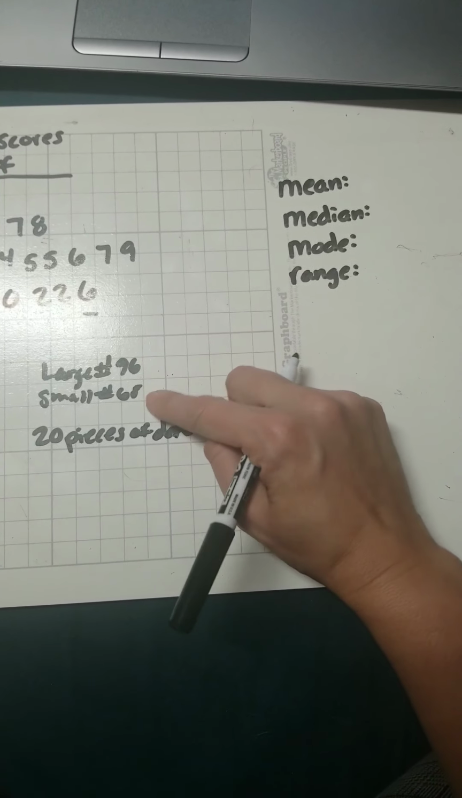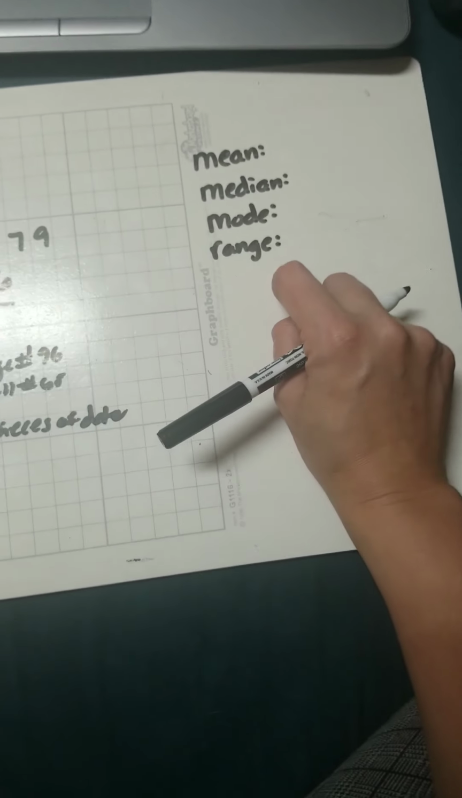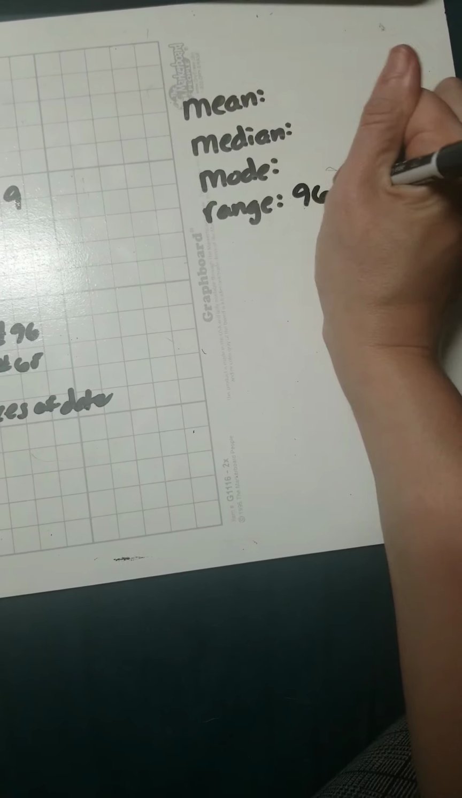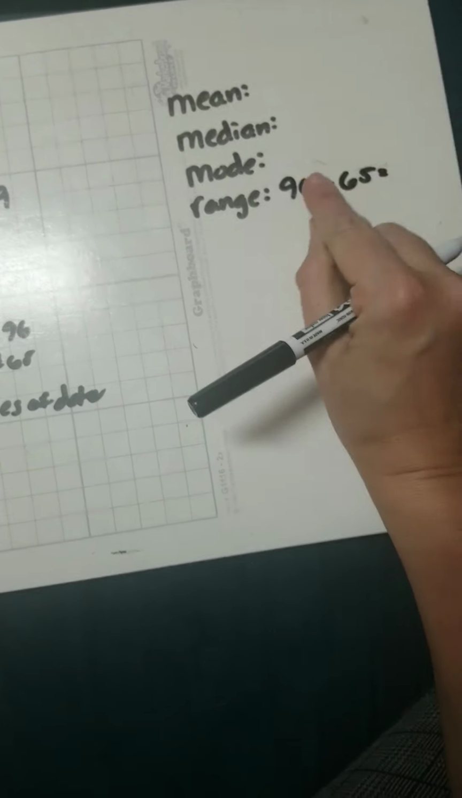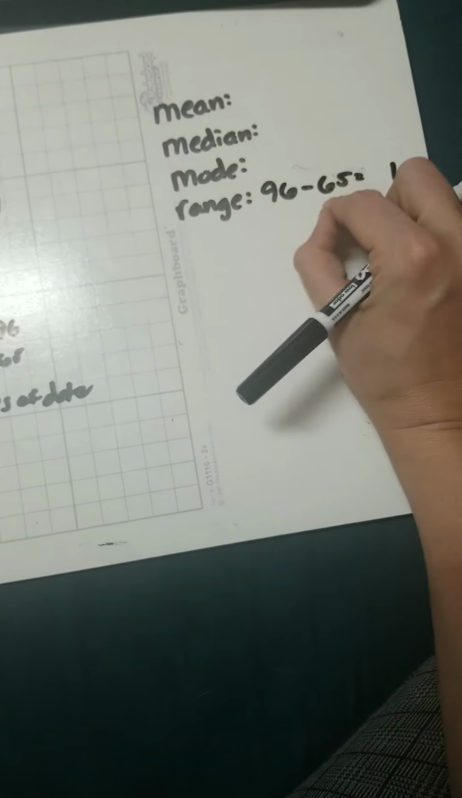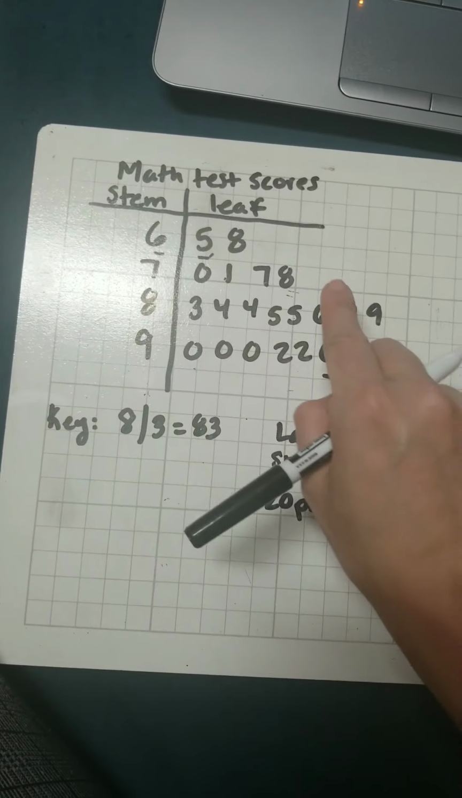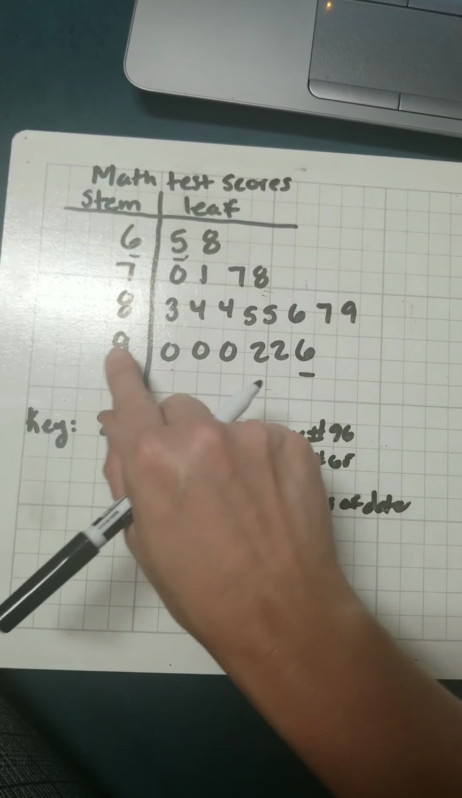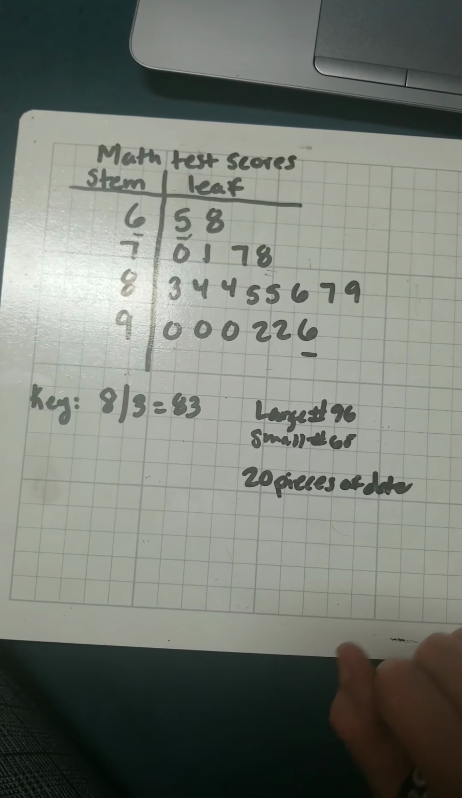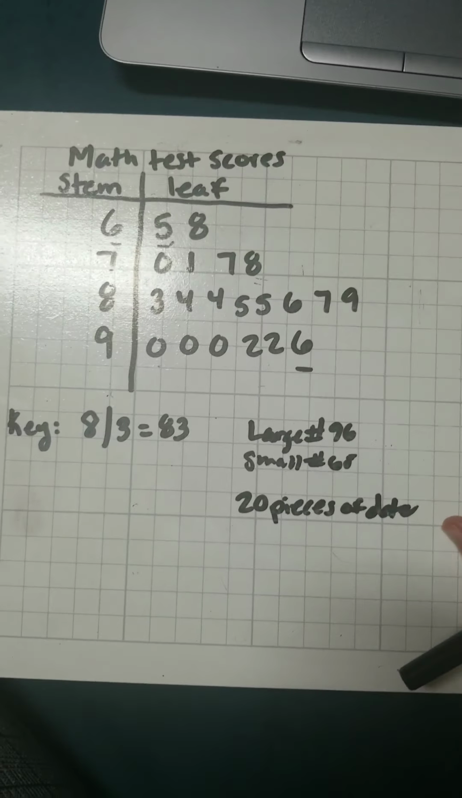So because I already know the largest and smallest number, I'm going to go ahead and do my range first. So we're going to do 96 minus 65. 6 minus 5 is 1. 9 minus 6 is 3. This 31 means that there are 31 pieces of data or numbers in between 65 and 96 on a number line.